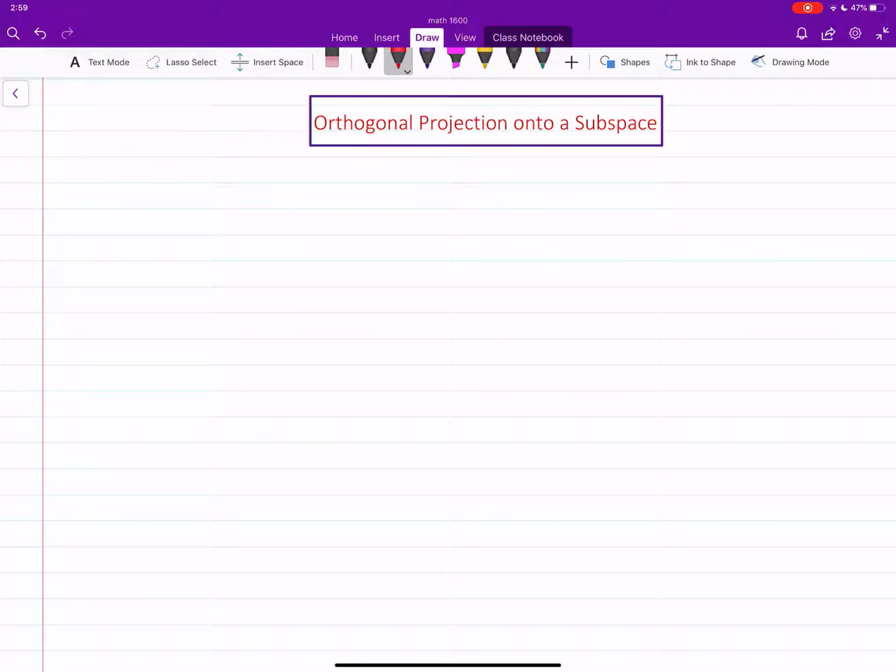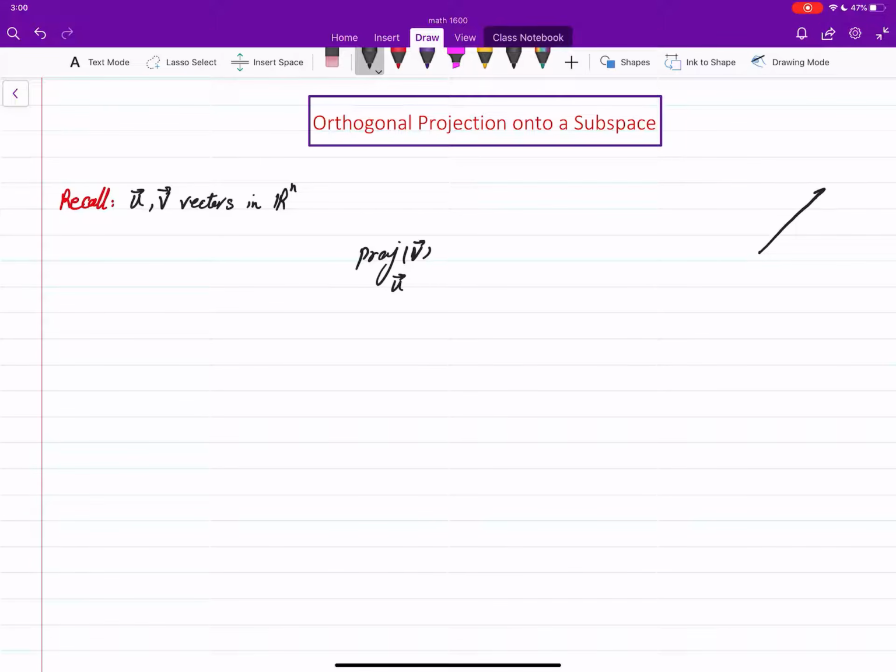Hi, in this video we will introduce the notion of orthogonal projection of a vector onto a subspace. This would generalize the projection of a vector on another vector, and that's why I will start the lecture by recalling what was projection of a vector on another one. So if you have two vectors in Rn, then we define this projection of vector v onto vector u.